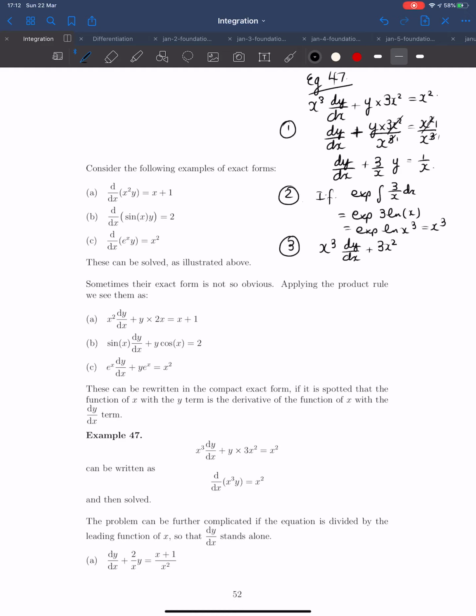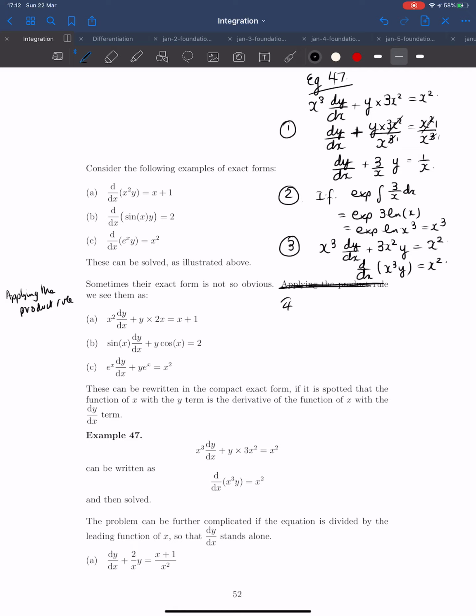And when you multiply the second term by x cubed, that x cancels one of them to make 3x squared. Multiply the right side by x cubed, x squared. So d by dx of x cubed y is x squared. Apply the product rule, that says, if you want to read that back.